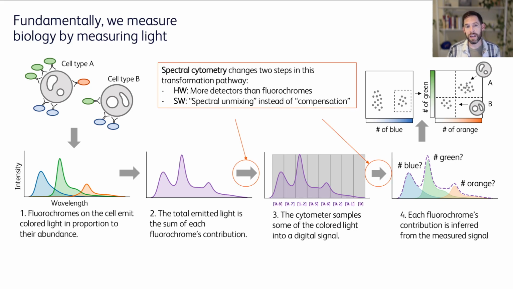Spectral cytometry changes two key steps in this signal transformation pathway compared to conventional cytometry. On the side of hardware, we simply have more detectors than fluorochromes, typically measuring across the entire visible wavelength spectrum with minimal gaps between those detectors. On the software side, we use some math called spectral unmixing instead of math called compensation, and I'll explain a little bit more about that in a minute.